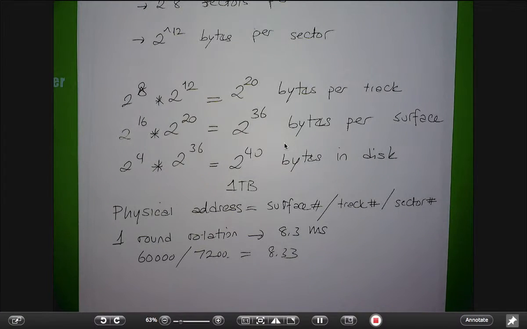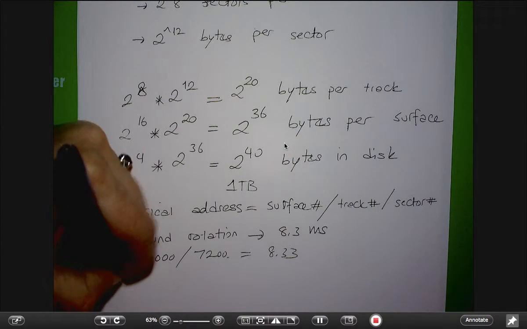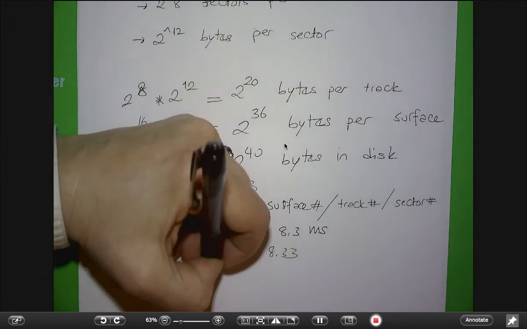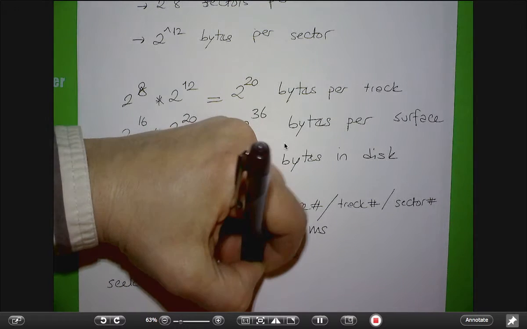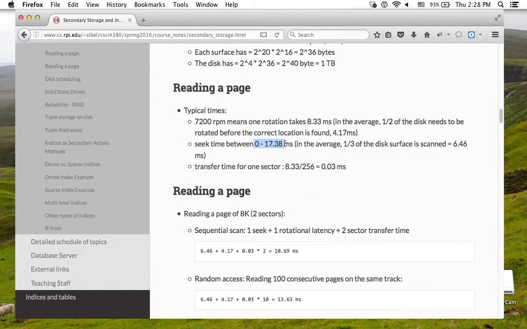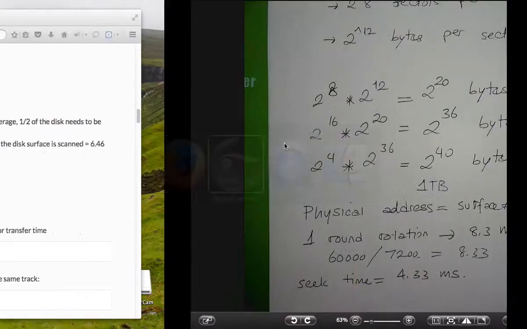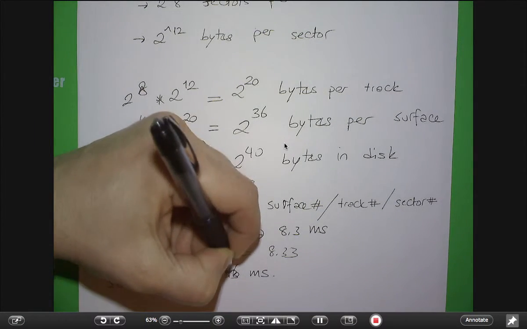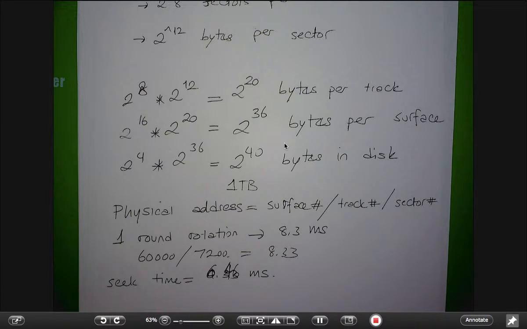So we are going to generally assume seek time is 6.46 milliseconds. And then the rotation will depend on how many sectors you're going to read, right?